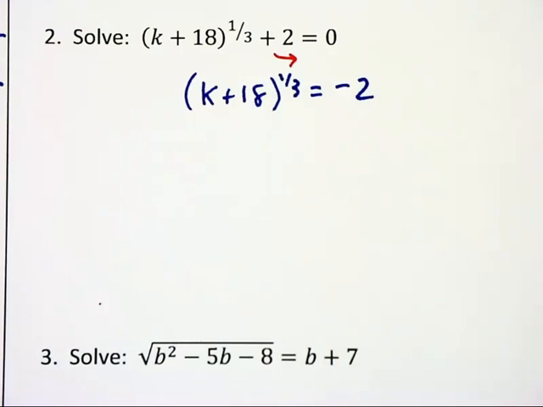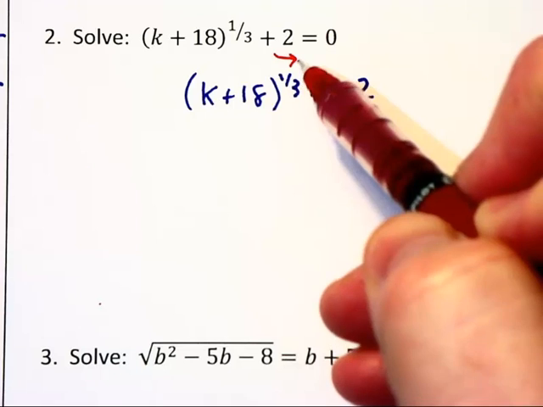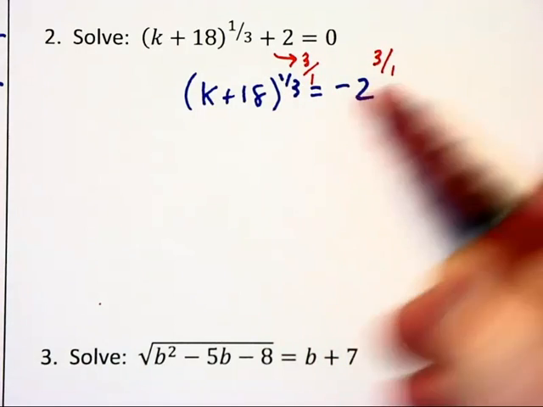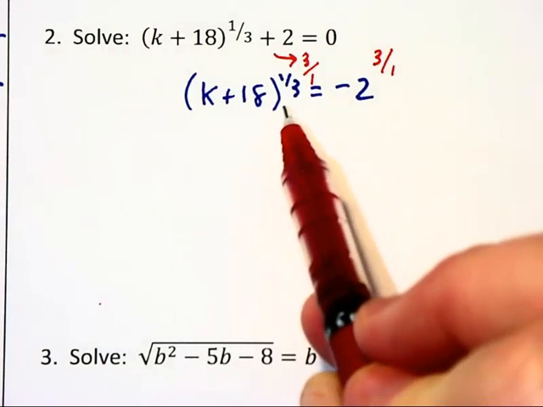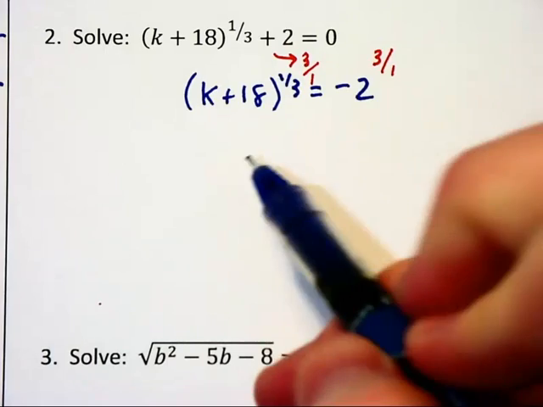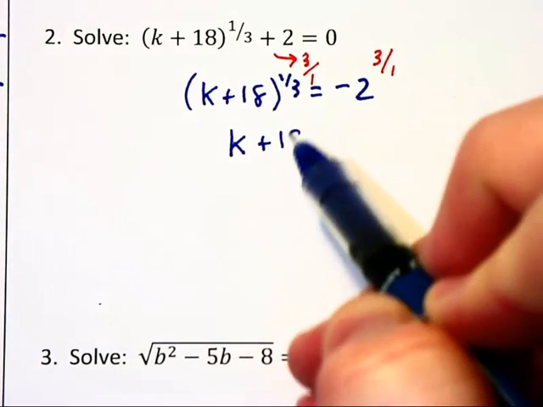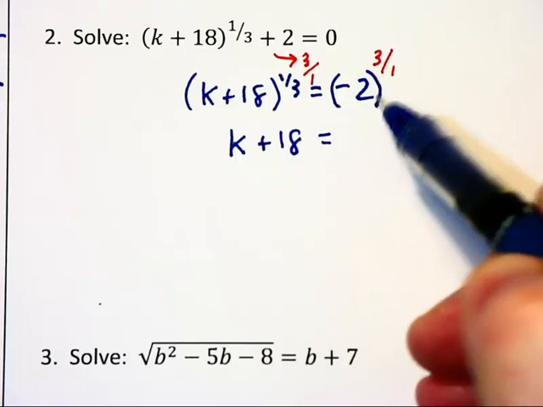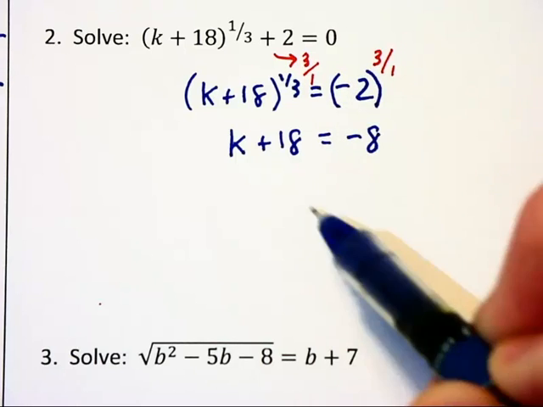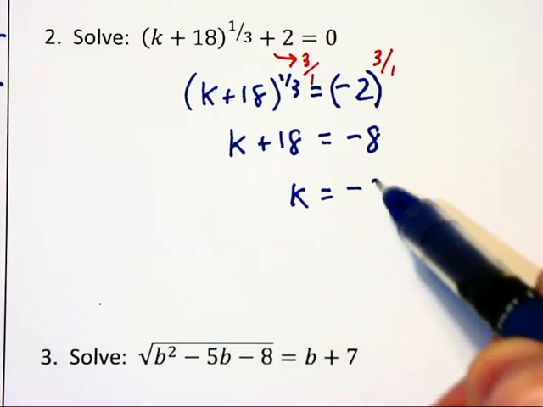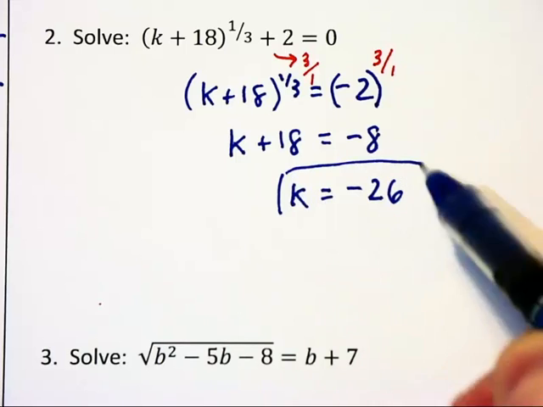We're going to undo the 1/3 power by cubing each side. You could say that we're going to raise to the reciprocal power to undo these exponents. Notice when you multiply reciprocals, you're just going to get 1 there. So on the left we have k plus 18, and on the right, negative 2 all getting cubed is negative 8. Subtracting 18 on each side, we are going to get negative 26, which we do need to check.